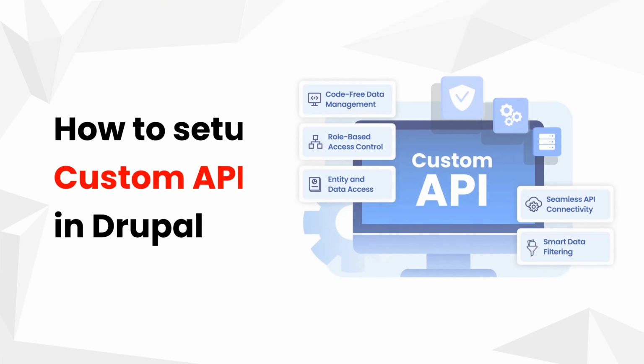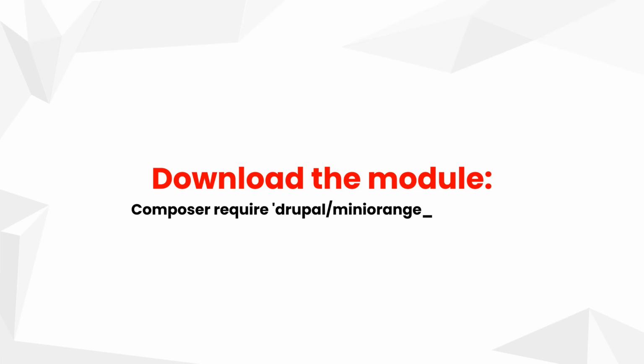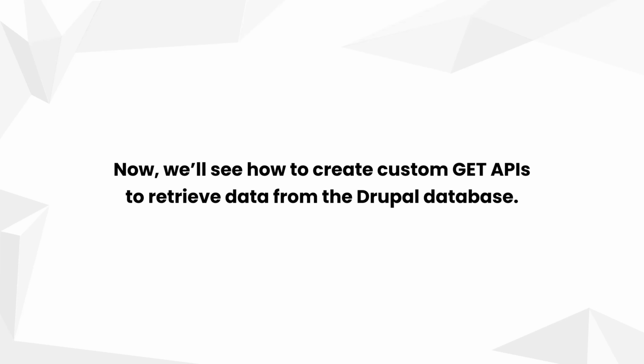In this video, we'll walk you through how to create custom APIs using the Mini Orange Custom API module. Before we get started, make sure you've downloaded and installed the Drupal Custom API module. You'll find the download link and setup guide in the video description below. Now, we'll see how to create custom GET APIs to retrieve data from the Drupal database.